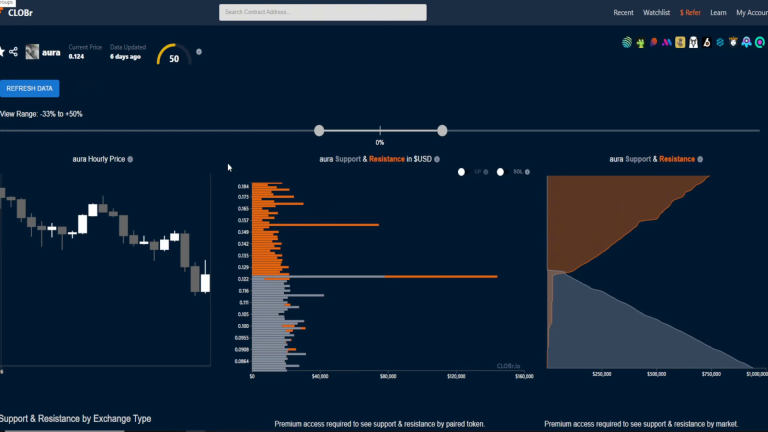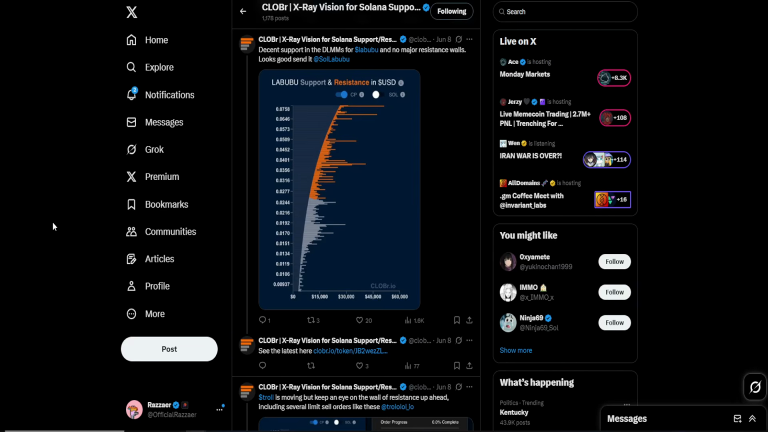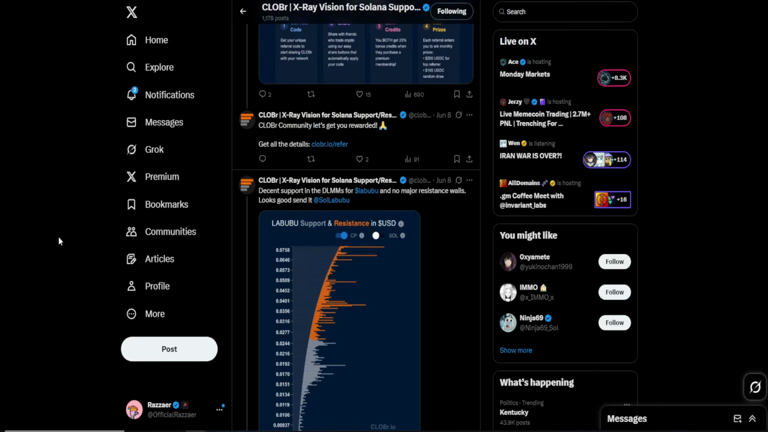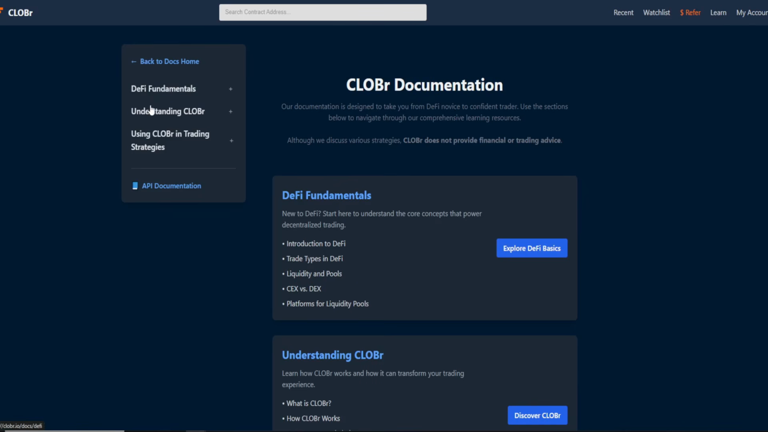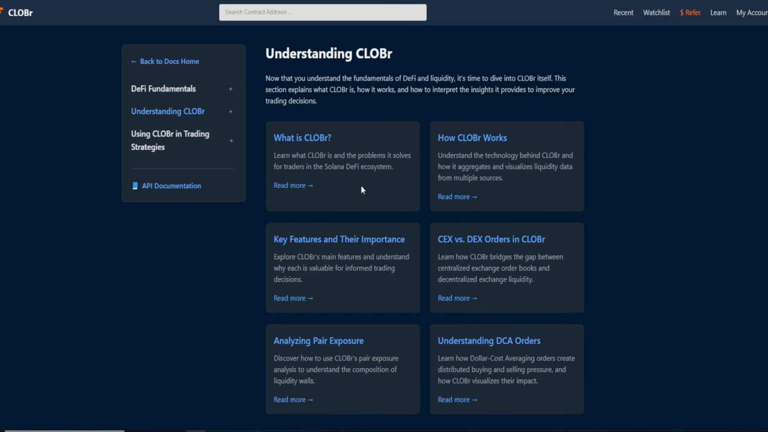So clearly it can be really useful to identify the supports and the resistances where people have sell orders and also buy orders, but also where they've just deposited liquidity in the Meteora pools. But other than that, I think if you want to just learn more, there's a lot of guides on the learn section on Clobber where they describe how to use the platform and just go over some of the things I've mentioned here as well.